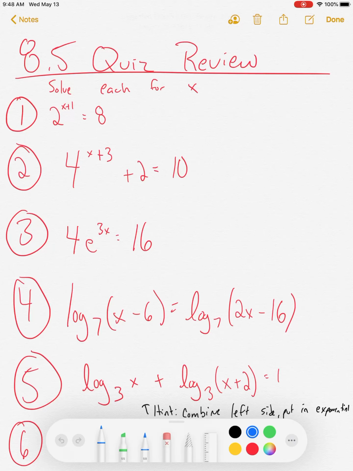Hello everybody, I had a few questions on the quiz review, so I figured I would post an answer key, kind of a walkthrough for this.